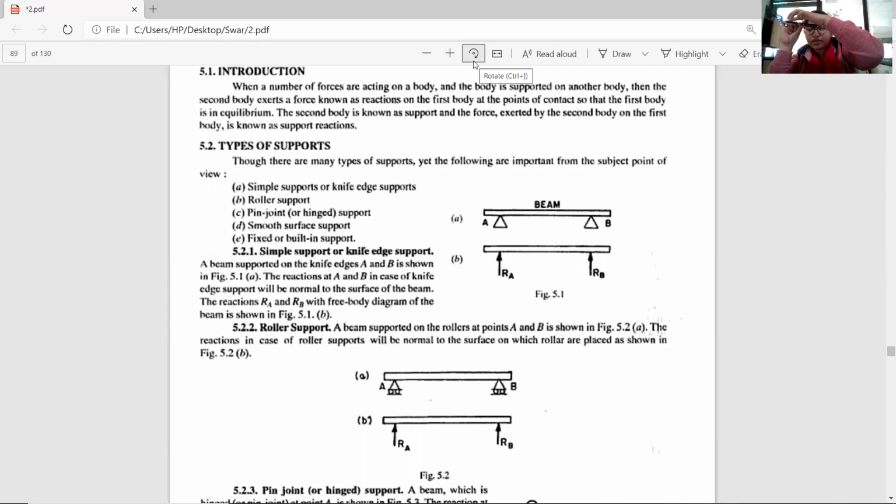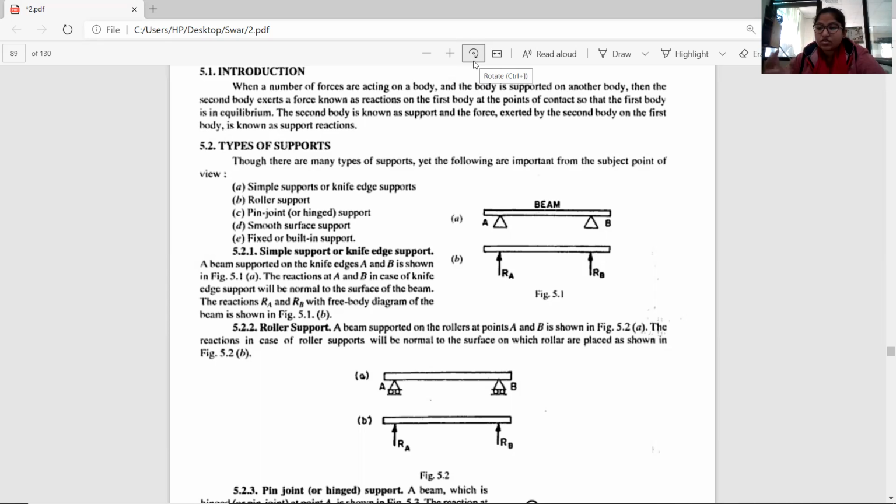Then what will happen if this body is not supported? If this body is not supported, it will fall down because of these forces. It will fall down, it will deform, which means it will crack, or it will be destroyed completely. Okay, so it will deform.